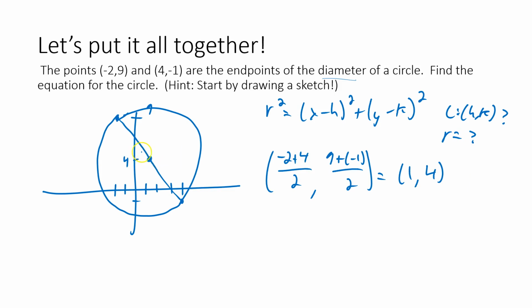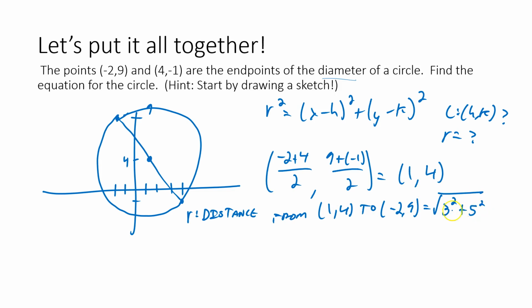Well, the radius is going to be the distance from the center to the edge. So for the radius, I need the distance. We could use either point. Let's use this one over here. So from 1, 4 to negative 2, 9. That is the square root of the difference of the x's, which is 3 squared, plus the difference of the y's, which is 5 squared. 9 plus 25 is 34. So the radius is the square root of 34.